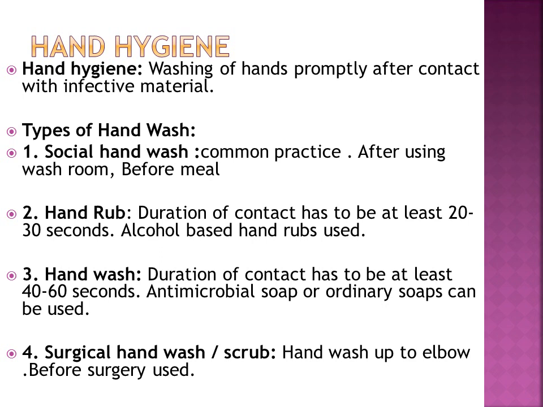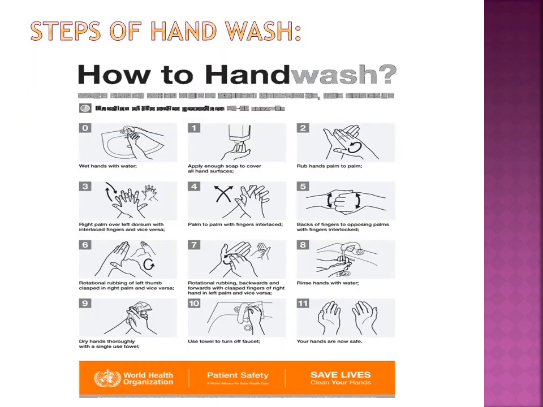Then hand wash. It is when the hands are soiled, so at that time we use antimicrobial soap, or ordinary soap if the antimicrobial soap is not available. The duration of this is longer than the hand rub, that is 40 to 60 seconds. And then surgical hand wash. Before the surgery we do hand wash up to the elbow.